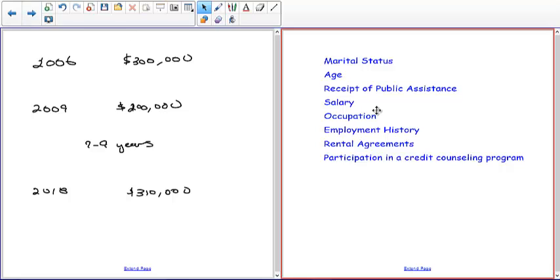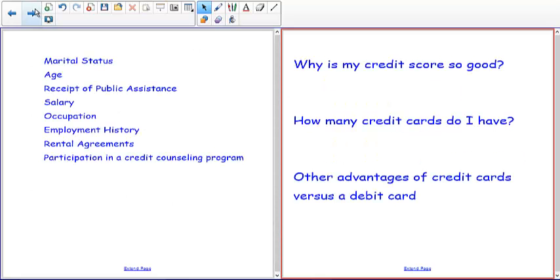Yeah, I guess these are other factors that would affect your credit score. Whether you're married, how old you are, whether you receive public assistance, what your salary is. These might actually be things that would affect whether you get a loan or not. Whether you're employed, that's a big one. Your employment history. If you've had rental agreements, if you've had credit problems, have you gone for treatment, I guess would be the one.